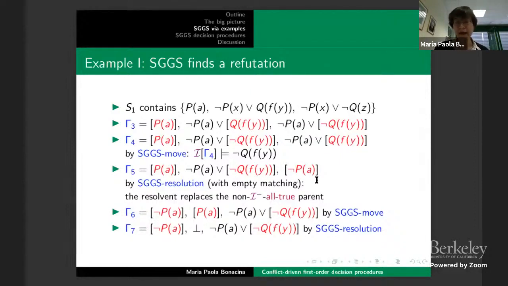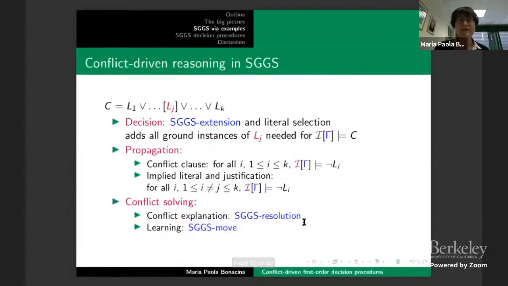Now, not PA is in conflict because PA is true. So it moves to the left of the clause which makes it false, it resolves, and we get the contradiction by SDGs resolution. So how does this realize conflict-driven reasoning in first-order logic?